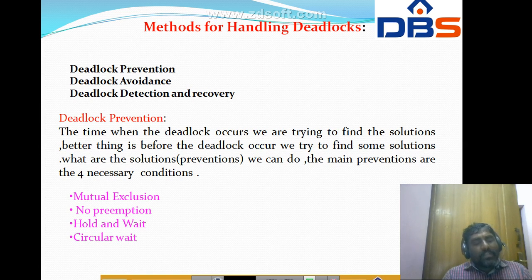Every deadlock is always a starvation. Every starvation need not be a deadlock. So these are some of the differences between starvation and deadlock.